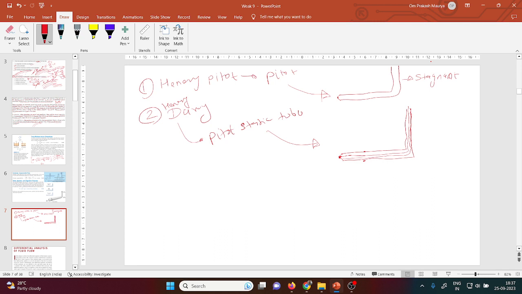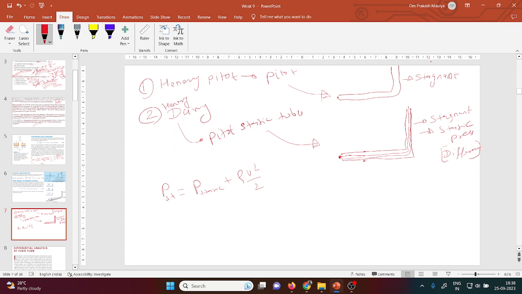Stagnation pressure, and this thing measures both stagnation and static pressure difference, right? So you already know the stagnation pressure is what? The P static plus rho V square by 2.